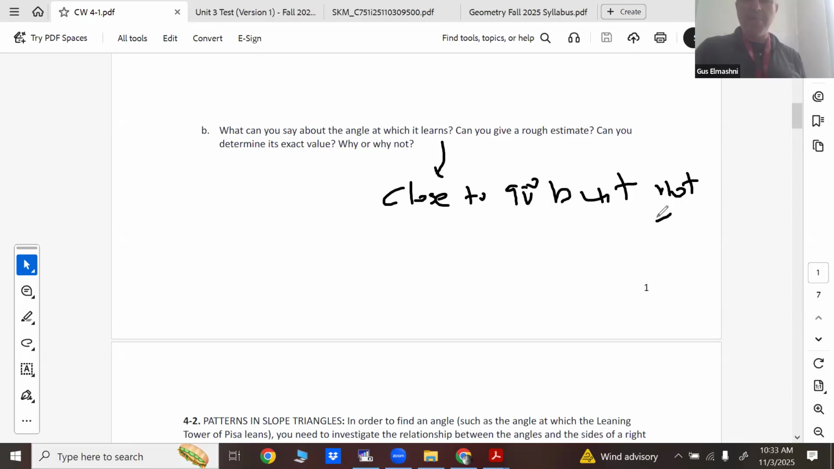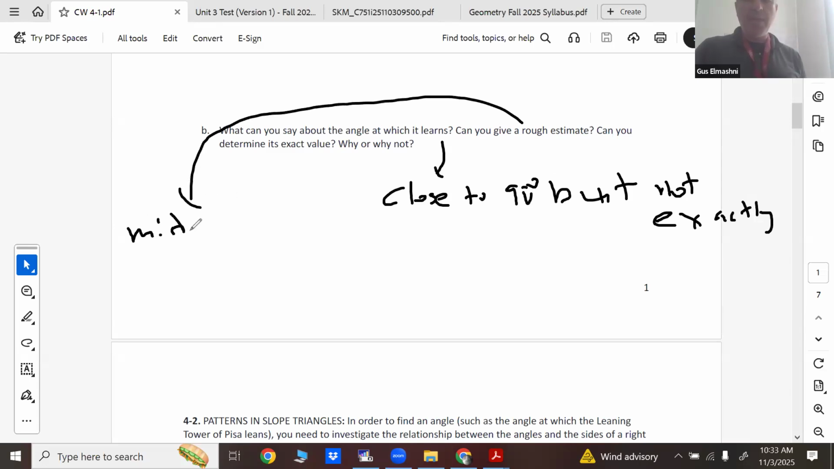But not exactly. Can you give a rough estimate? Sure, what are you saying, Colette? Yeah, probably mid-80s. Almost, yeah. Can you tell me its exact value? Yes, but not now.